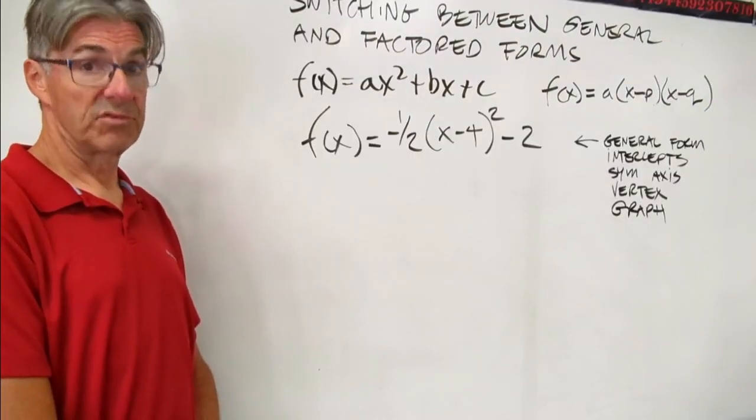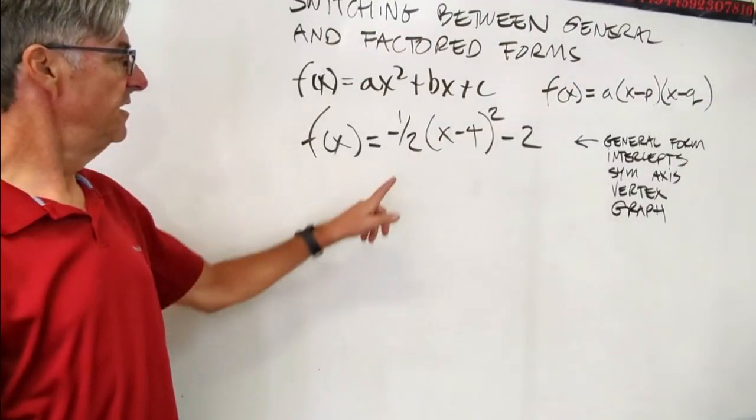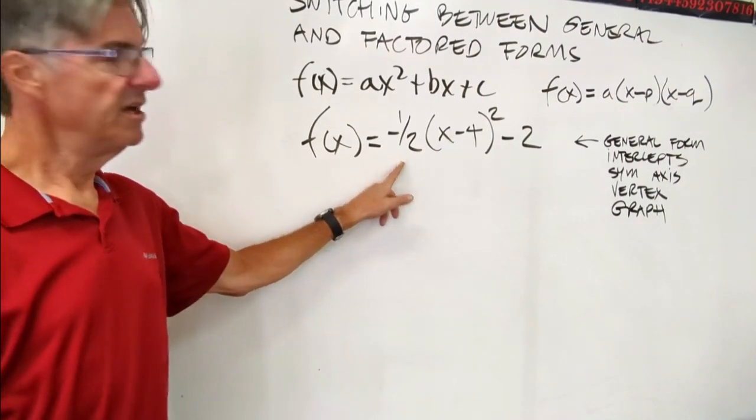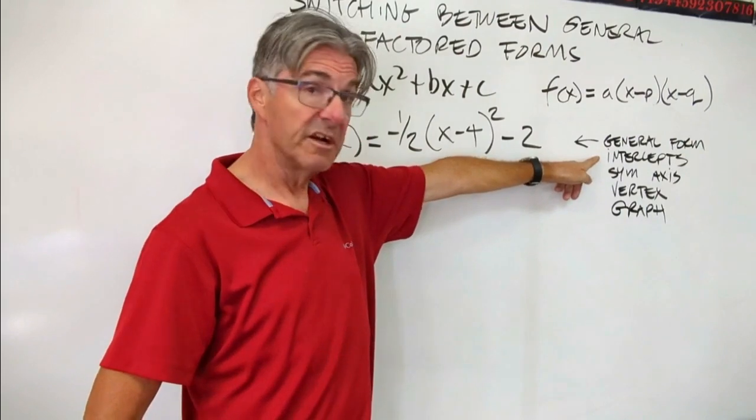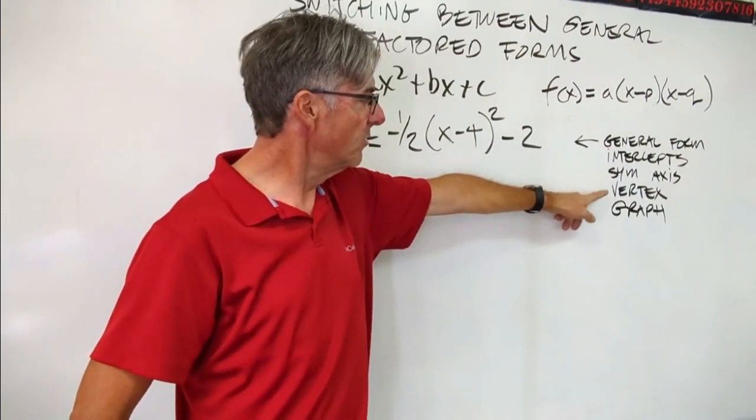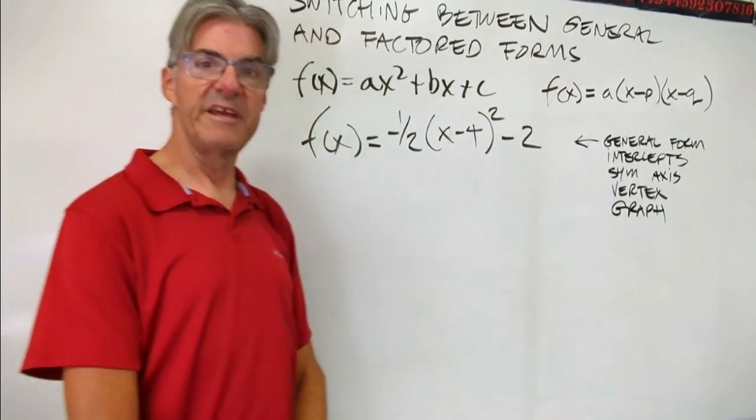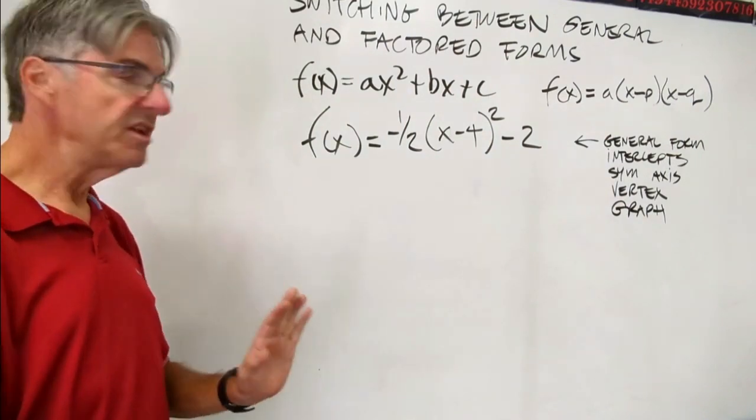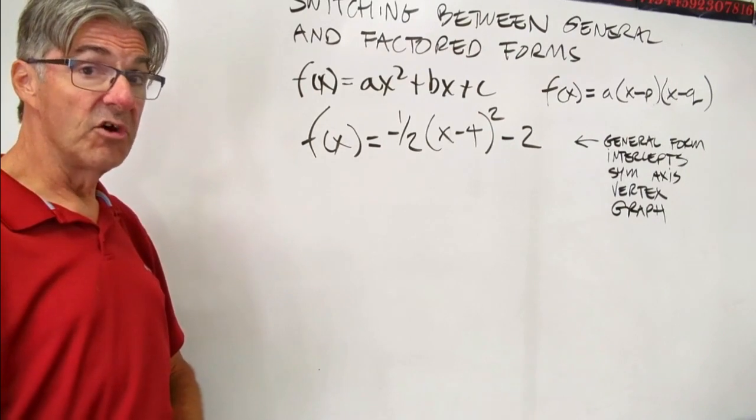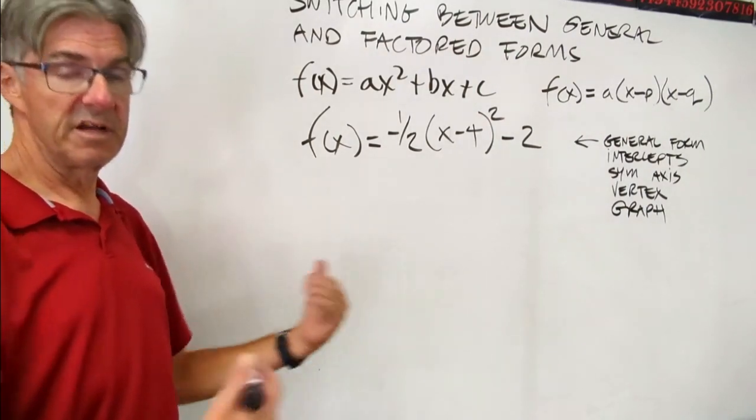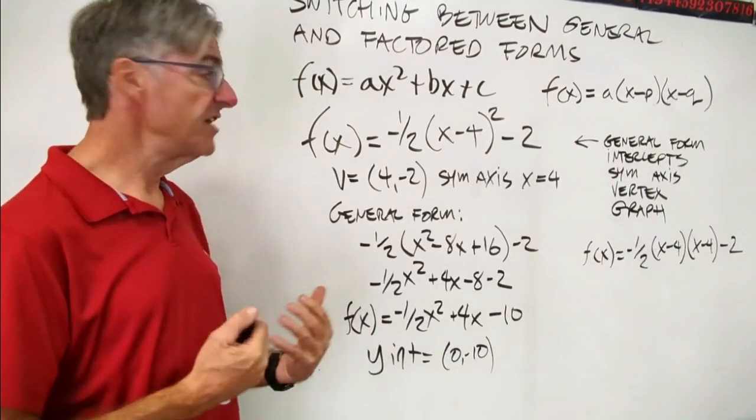One last problem, I promise. Here is your function. Here are your marching orders. We want to see general form, we want the intercepts, we want the symmetry axis, we want the vertex, and we do want a graph. So go ahead and pause the video, look at the requests, figure out the best order to find all those things, do all that work, and come back. All right, let's see how you did.